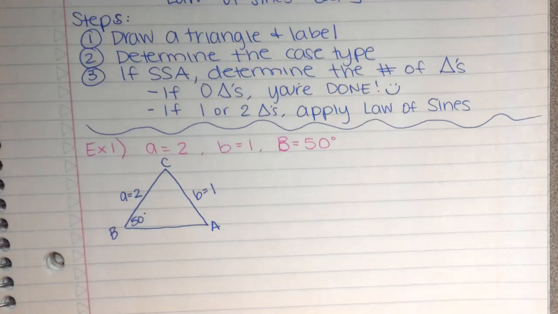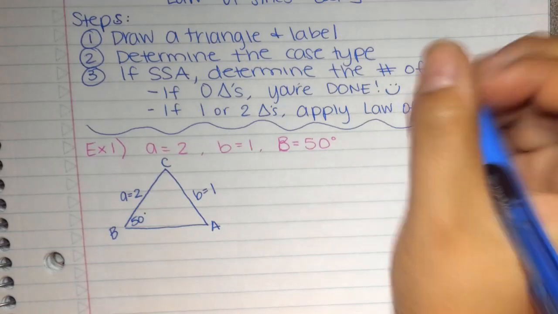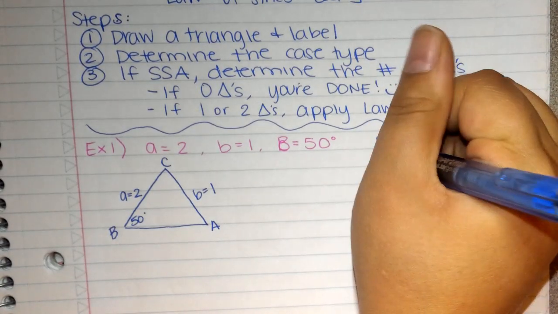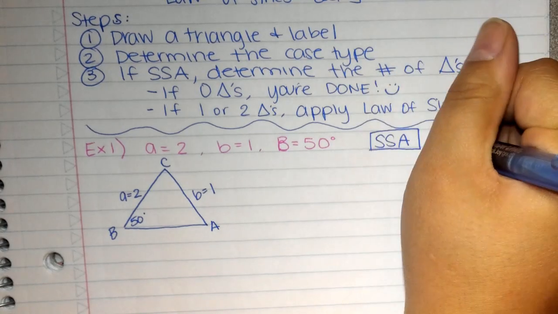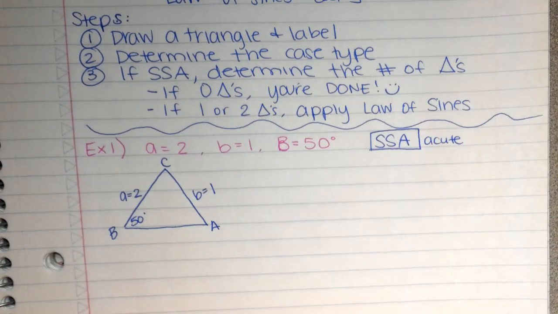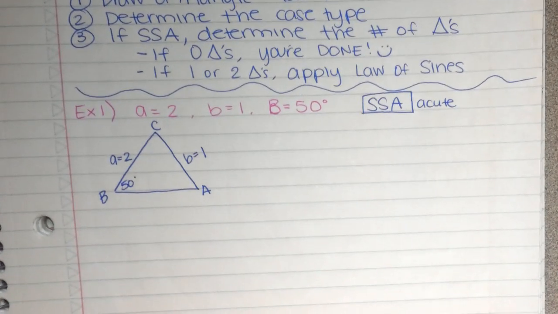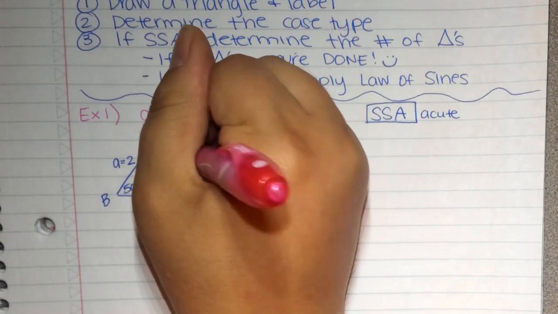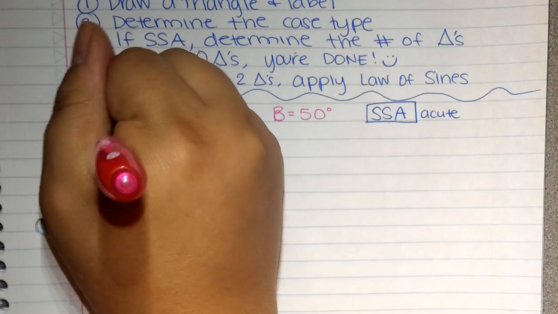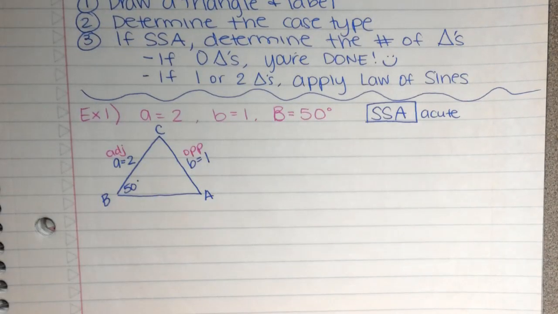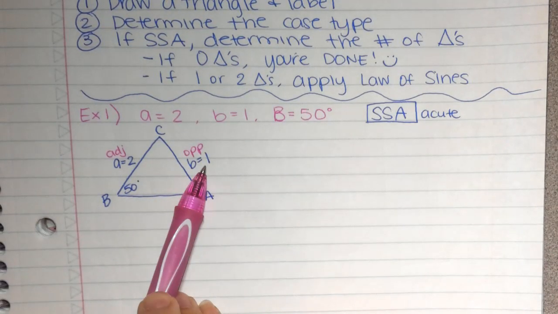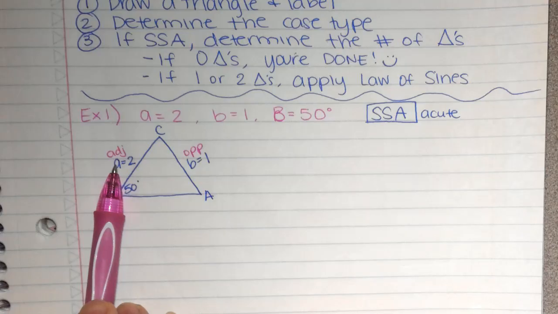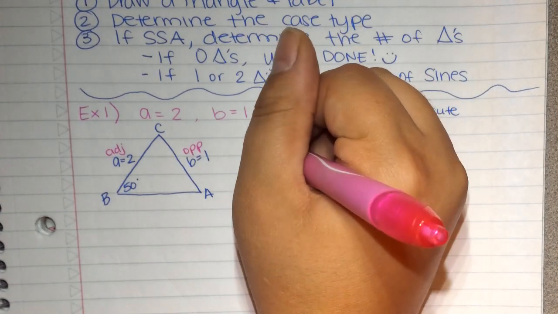What kind of problem do I have? I have SSA. Specifically, I have SSA acute. Do you agree? That's important. That makes a difference because that's an acute angle. So now what do I need to do? Label. I have my opposite and my adjacent. Is my opposite side bigger than my adjacent? No. So I'm going to find the height.